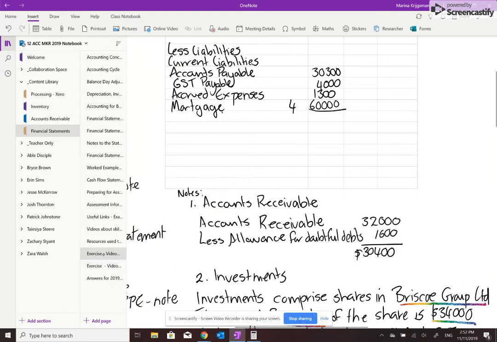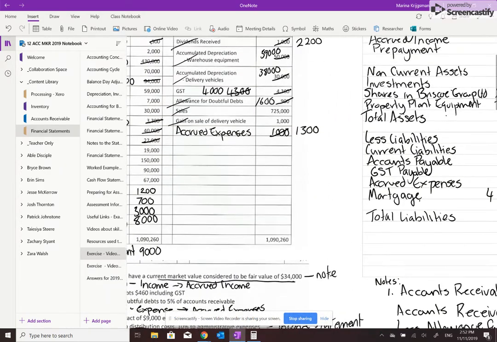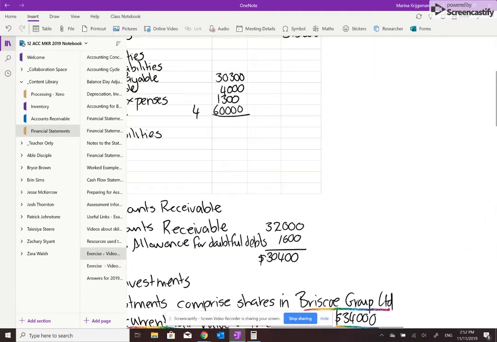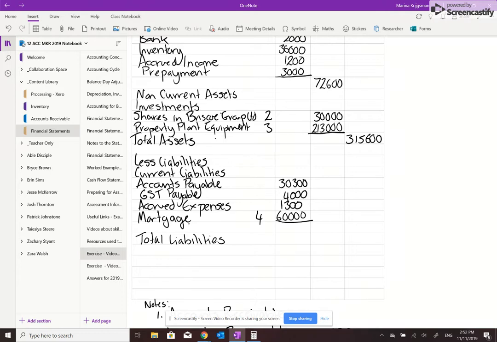So we're now going to get our total liabilities. Because our non-current liabilities, there's none of those because our mortgage is actually due on the 30th of November 2013. So let's total up our total liabilities. So you need to watch for that. Check your date for your mortgage, because if it's in the next year, it's no longer a non-current liability, but a current liability.